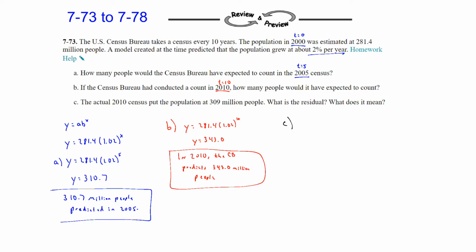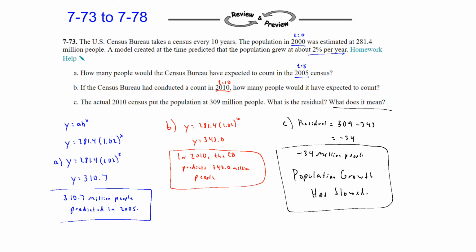Part C, the actual 2010 census put the population at 309 million. What is the residual and what does it mean? Well, remember, when you find your residual, you're going to take the actual, which they said was 309, minus the predicted at 343. And we get a value of negative 34. So that negative 34 would be negative 34 million people. It's important that we include the word million on here because we're not writing out all the place values. So negative 34 million people. But what does that mean? Well, it looks like the population was predicted to be 343 million, but it's only 309. So at some point, this model is not a good model anymore because the population has slowed down. And so the negative 34 million people is the residual, but in terms of explaining what it means, it means the population growth has slowed.